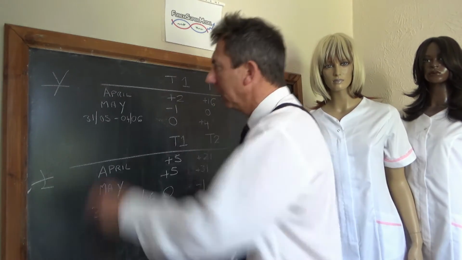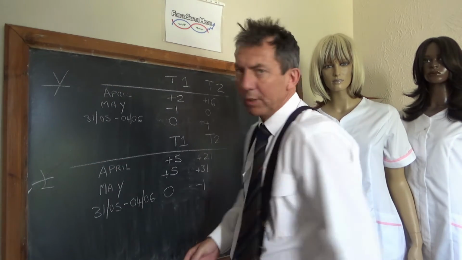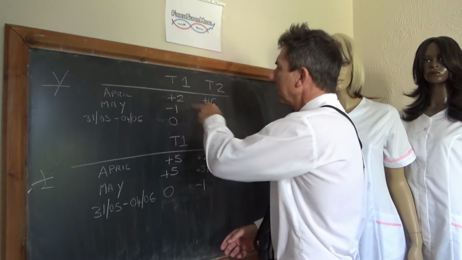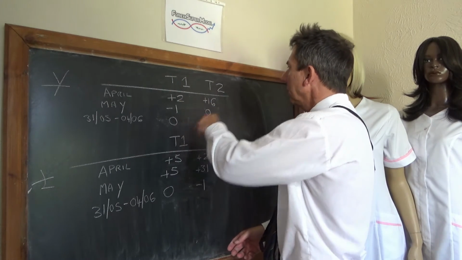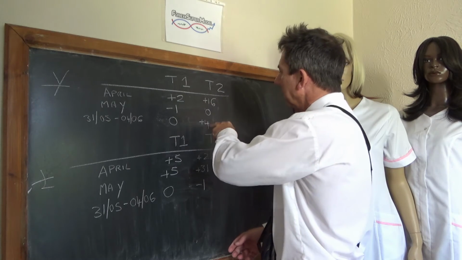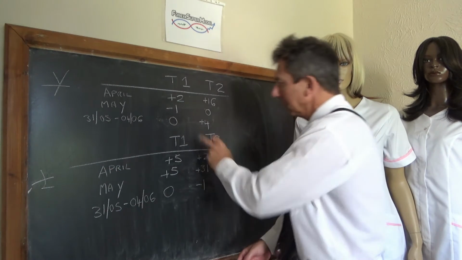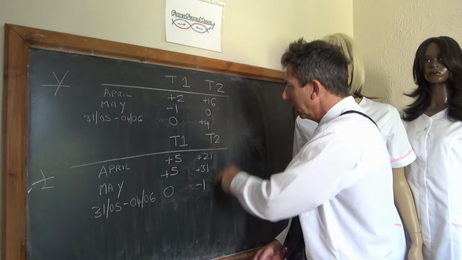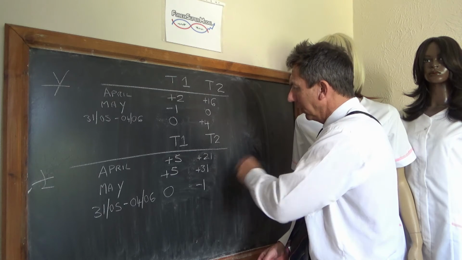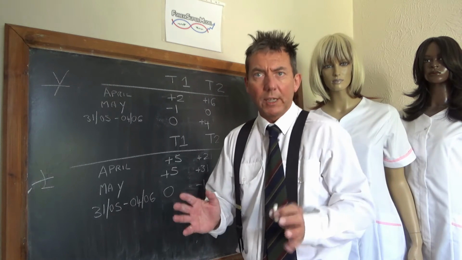Right, we're back. Okay, yen, JPY, GBP, pound. Yen then, tier 1 plus 2 minus 1, 0, tier 2 plus 16, 0 plus 4. Pound then, tier 1 plus 5 plus 5, 0, tier 2 plus 21 plus 31 minus 1. Stop it there, do next two.